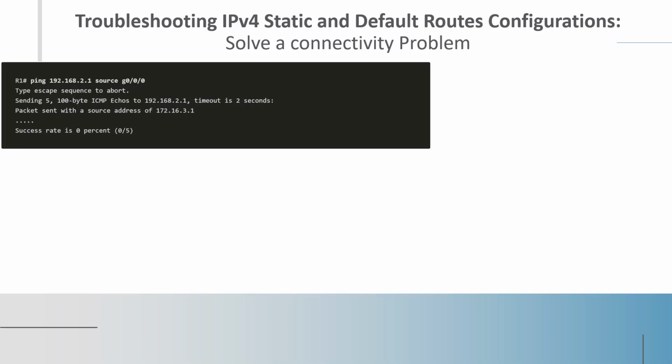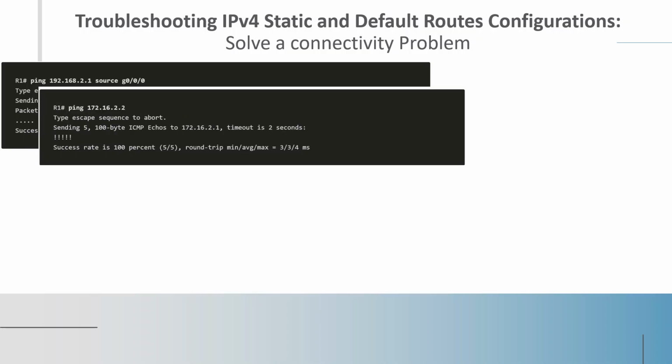So what we will do is ping the next hop router, which means that we will ping the serial 0/1/0 interface on router 2, and we can see that it is successful. This ping is sourced from the serial 0/1/0 interface of router 1, therefore the issue is not loss of connectivity between router 1 and router 2.